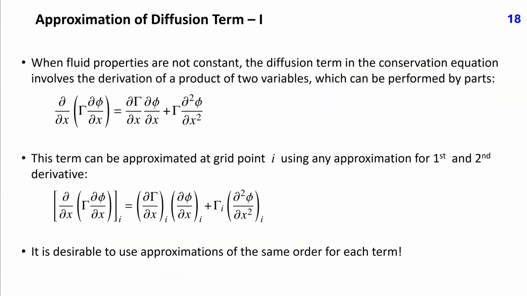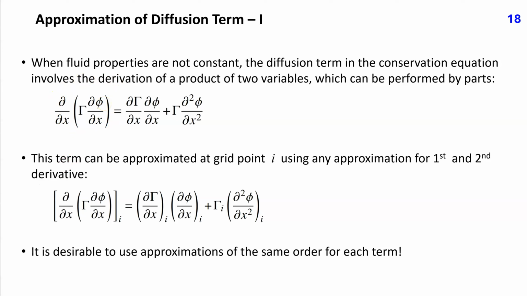If the diffusion coefficient gamma is constant, the diffusion term in the transport equation contains the product of the diffusion coefficient and the second derivative of the variable phi. However, if the diffusion coefficient is not constant, then the diffusion term involves the derivative of a product of two variables. See the left-hand side of this expression.